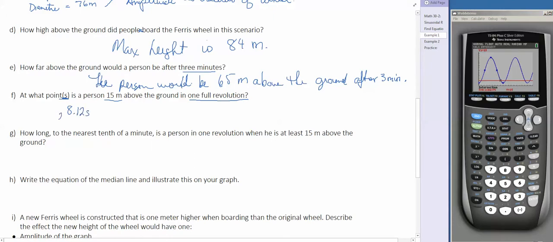Our other time is earlier, so let's do that calculation again. Second, trace, and we're going to go to number 5, intersection point, move our cursor over towards that other intersection point. Again, we say first curve, second curve. So yes, and now calculate. And it calculates 0.883.